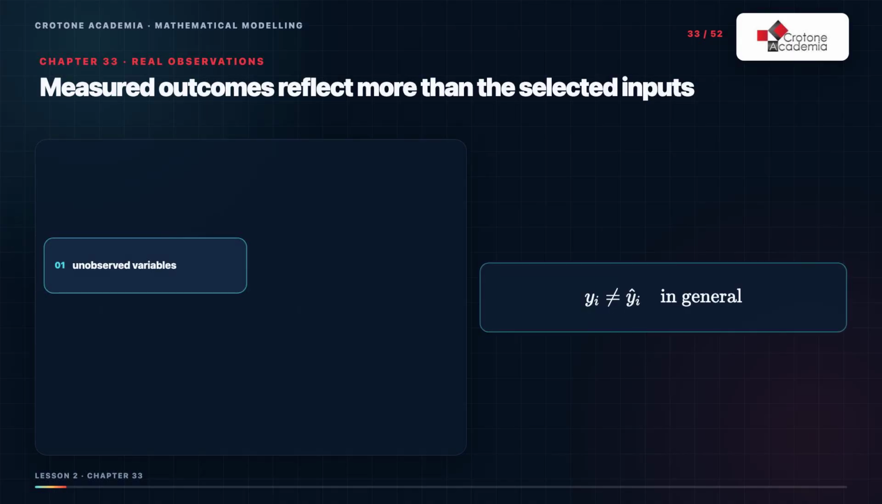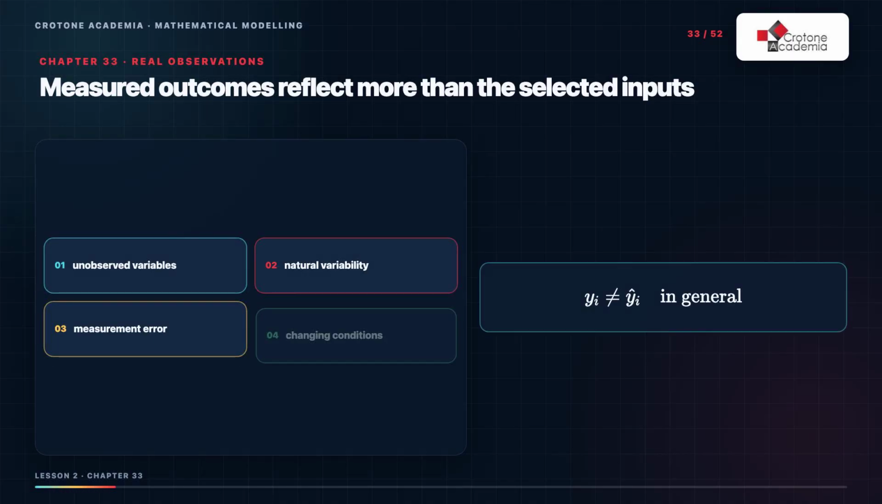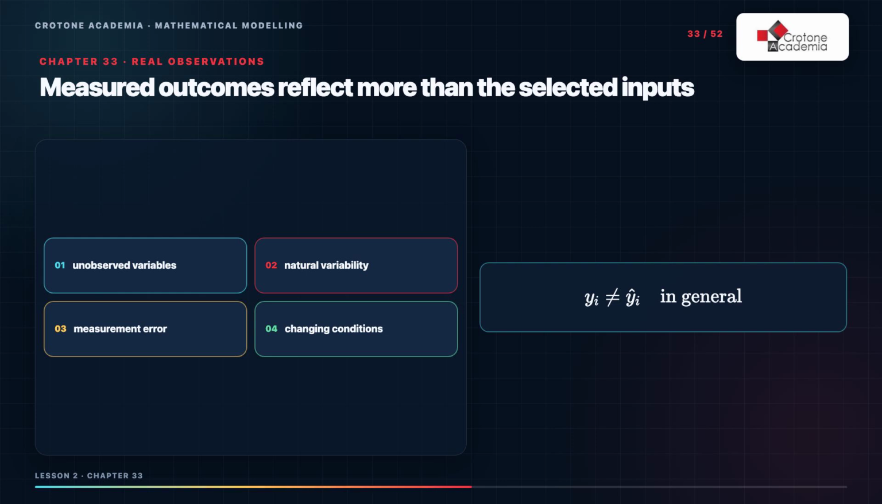Consider study time and examination score. Students who study for the same duration can receive different scores because of prior knowledge, sleep, stress, health, teaching quality, question difficulty, and random variation. A recorded measurement can also contain error or rounding. The model includes only part of the real process. Therefore, the observed output usually differs from the model prediction. This is not a failure of arithmetic. It is a feature of modeling the real world with limited information.